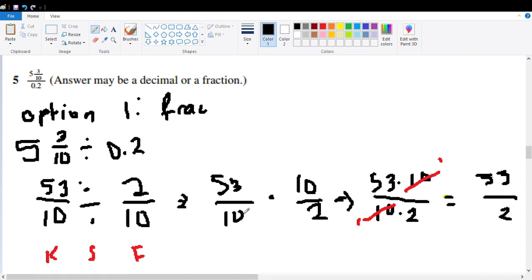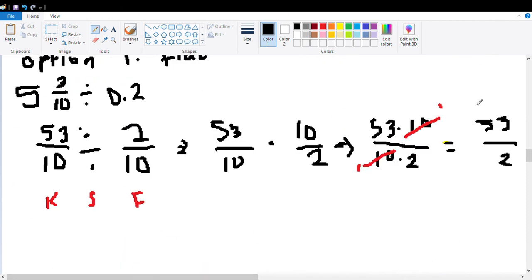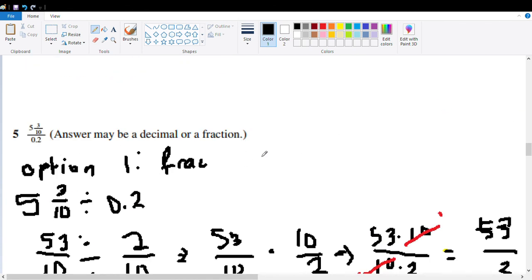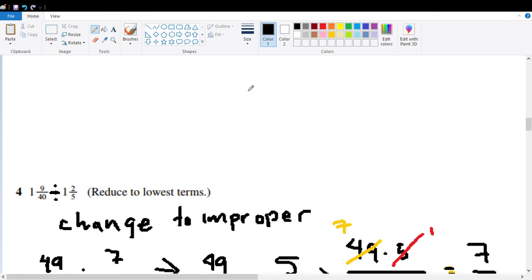You don't need to change this one to improper because I don't like improper. I don't like mixed number. So you can just leave it as improper. The only time we're going to change things to mixed number is when the question specifies you to change it. Otherwise, just change it to fraction and keep it in lowest terms.